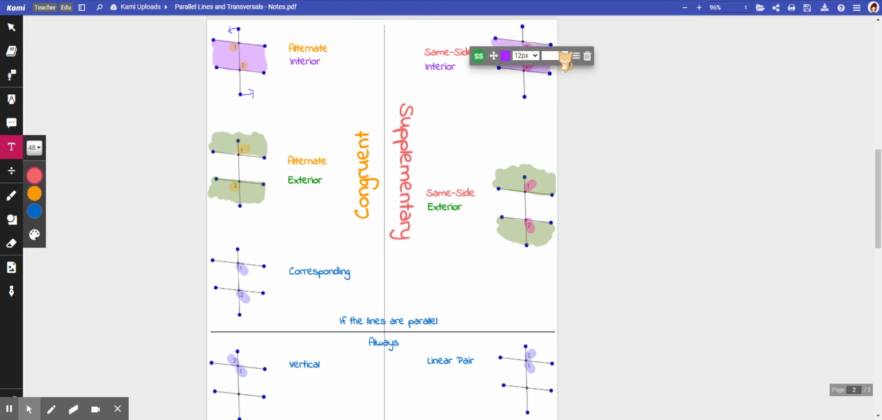I could have a line that's at a 10-degree slope and this line could be at a 12-degree slope. Then the angles are going to be slightly different. They're going to be close to supplementary, but they're not quite going to be supplementary because the lines don't quite match up. So these are your angle pairs of parallel lines.